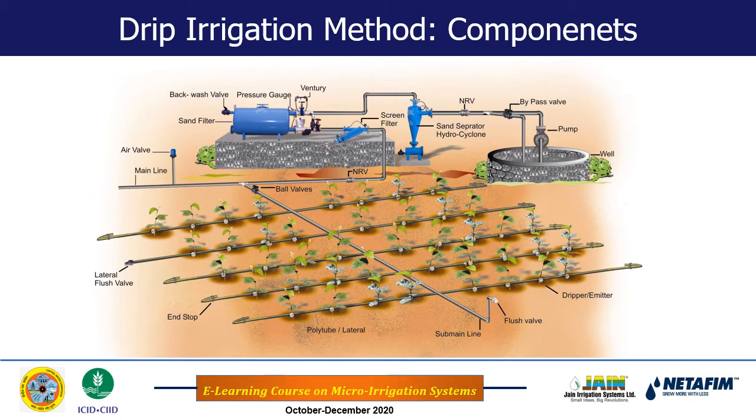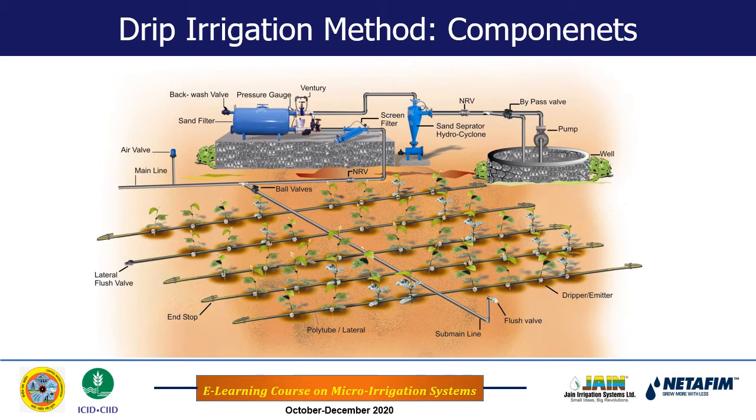Let me tell you again that drip irrigation is one of the predominant methods in the category of micro irrigation systems. There are other methods as well, say micro sprinkler, bubbler, and subsurface drip. But the major difference between all the micro irrigation methods is the characteristics of the emitting device.